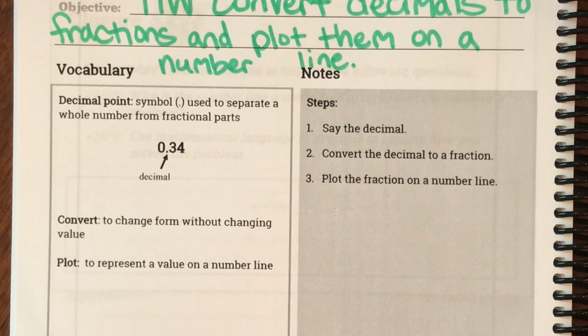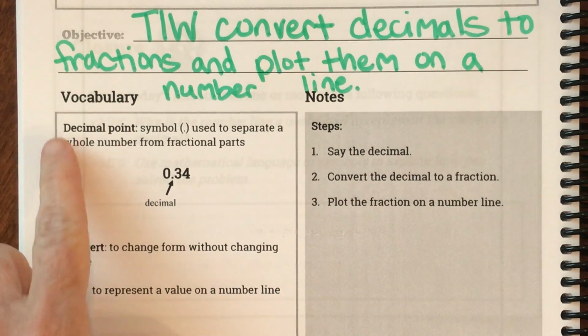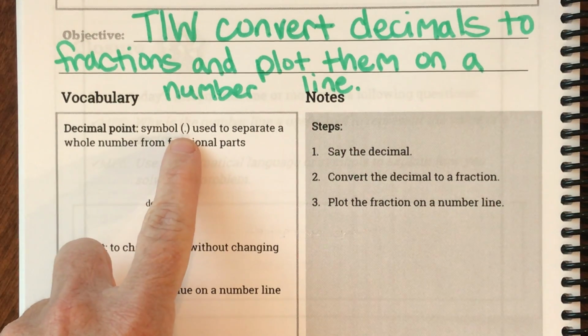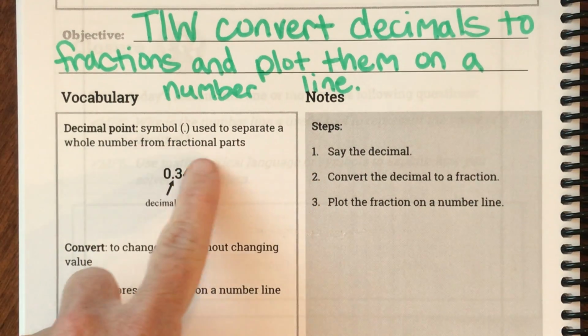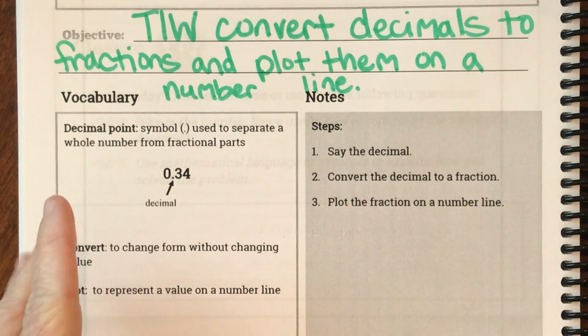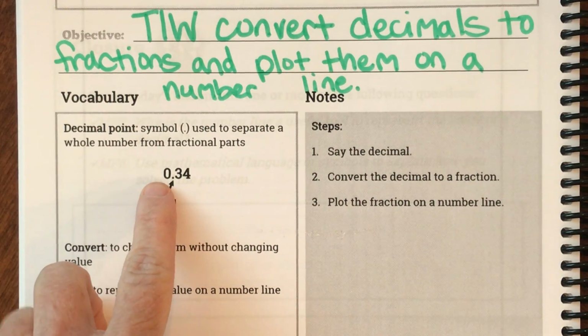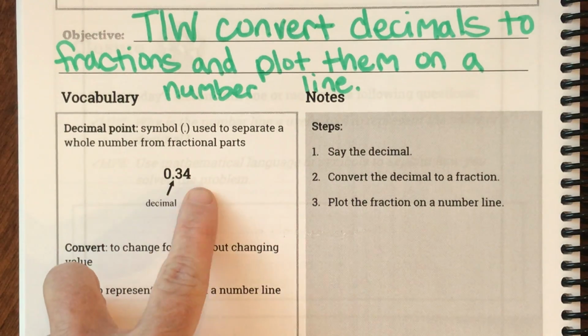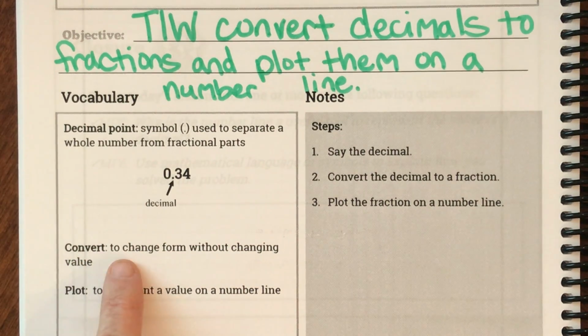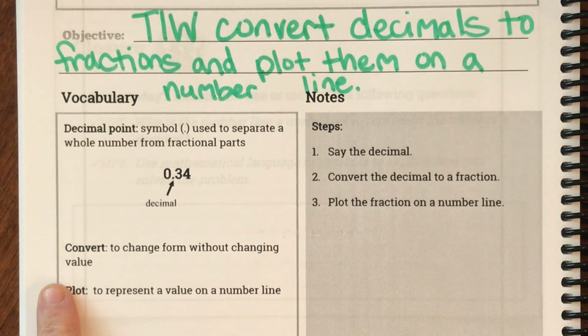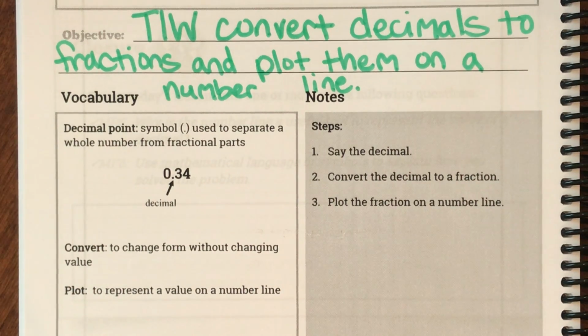Okay, so let's look at our vocabulary. Our first word is decimal point, a symbol used to separate a whole number from fractional parts. So we separate the wholes from the fractions. This is a 0, the decimal point, and then the parts. Then we have convert, to change form without changing value. In our last few lessons, we were converting from fractions to decimals, and now we're going from decimals to fractions, but again, we're not going to change the value. And then plot means to represent a value on a number line.